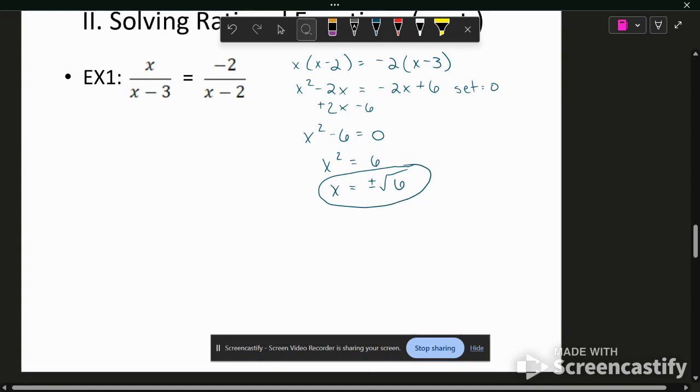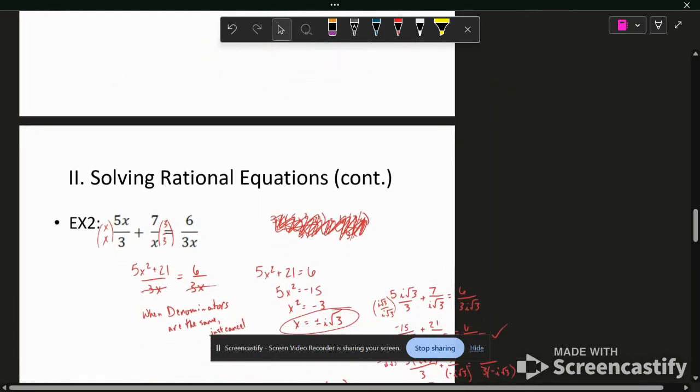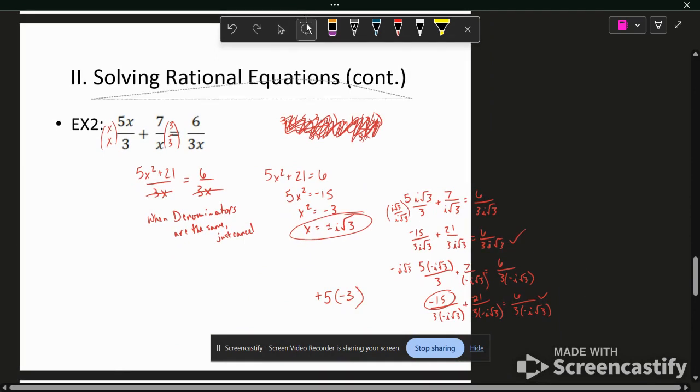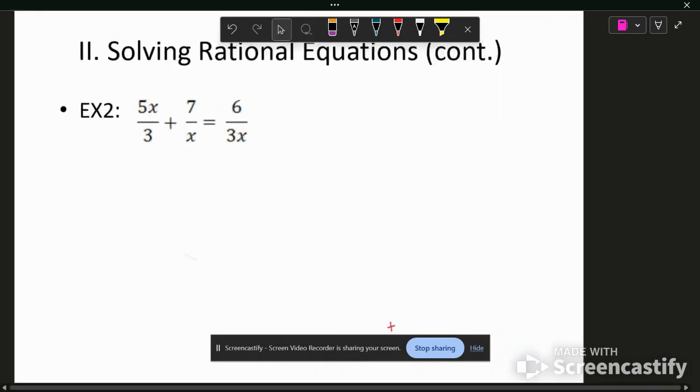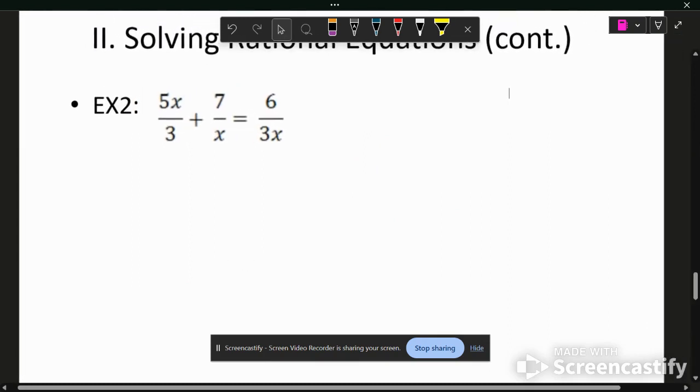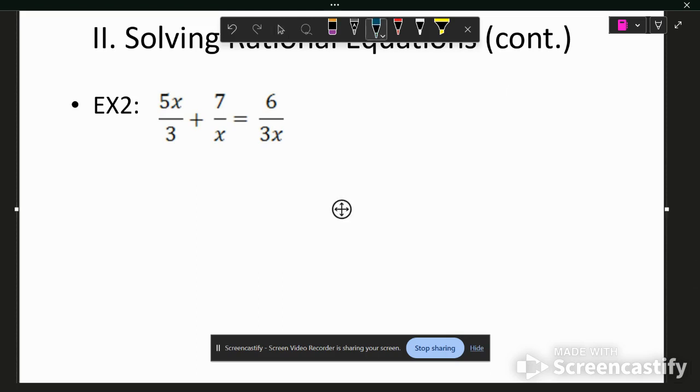All right, we're going to go ahead and move to the next one. I apologize. For some reason, I must not have erased a whole bunch of this stuff. Let me erase it real quick. All right, and let's take a look at example number 2. Now, example number 2 is just a little bit different. If you notice on the left side, there are 2 fractions. When you have multiple fractions on the same side, you want to combine the fractions first.